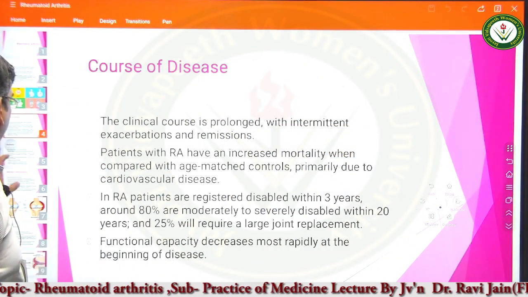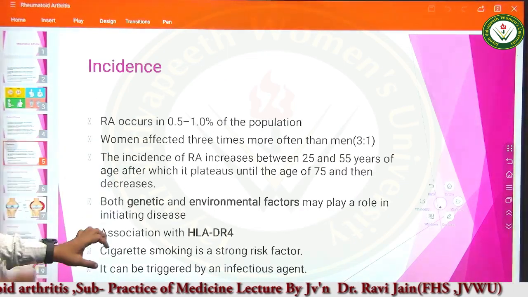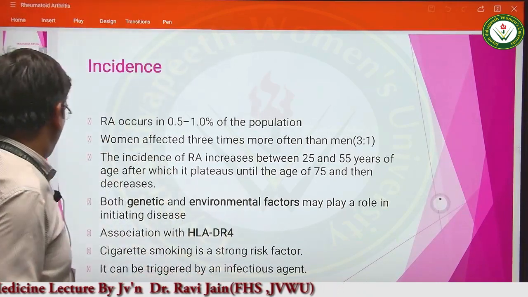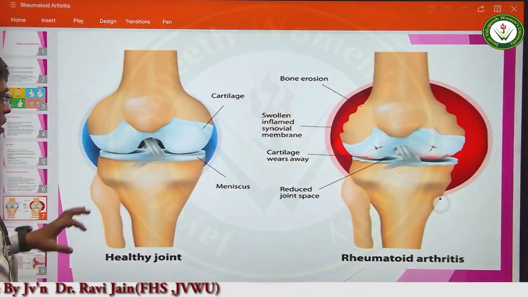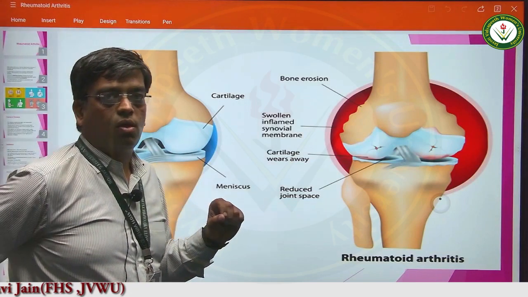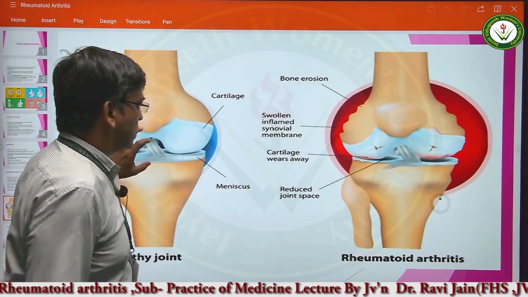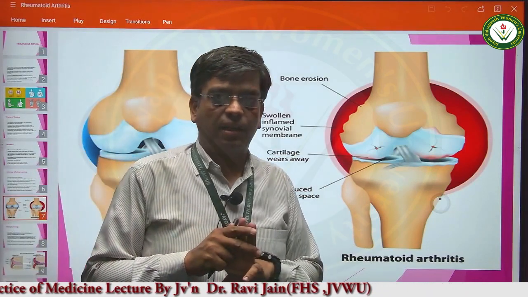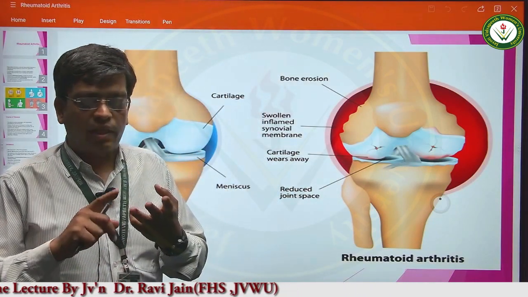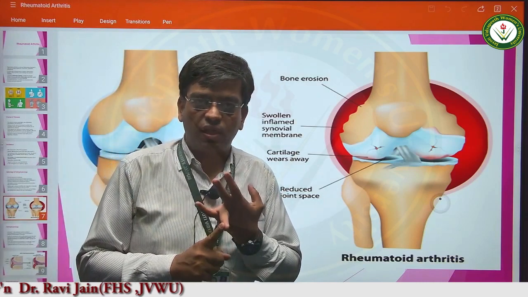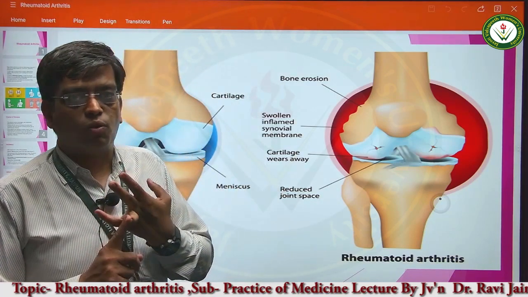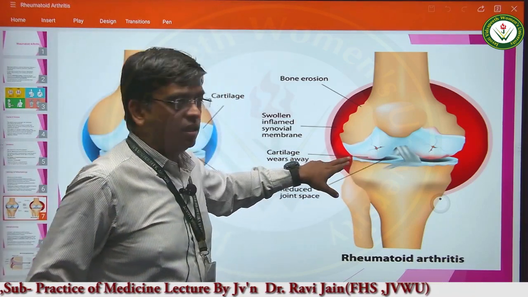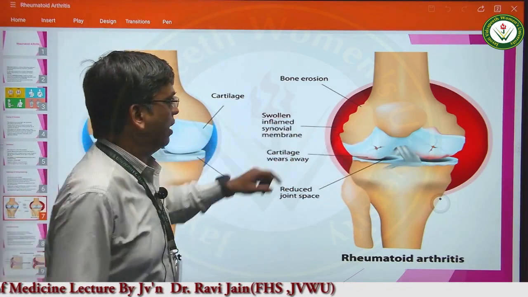This is more common in young people. Both environmental and genetic factors play an important role in this disease condition. Now what is happening in rheumatoid arthritis? This is the healthy joint. As I have told you, there are three changes taking place: destruction of the cartilage, bony erosions, and destruction of the joint. The cartilage of the joints is wearing.